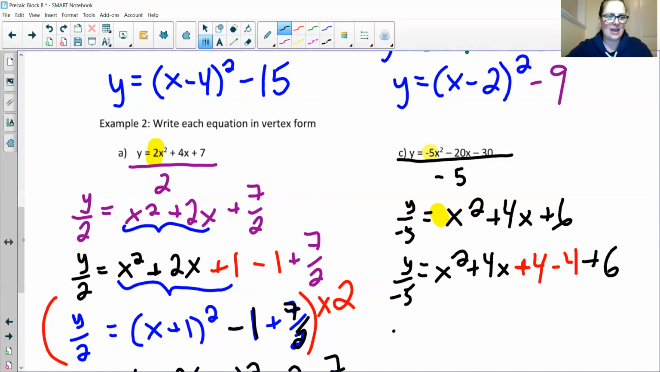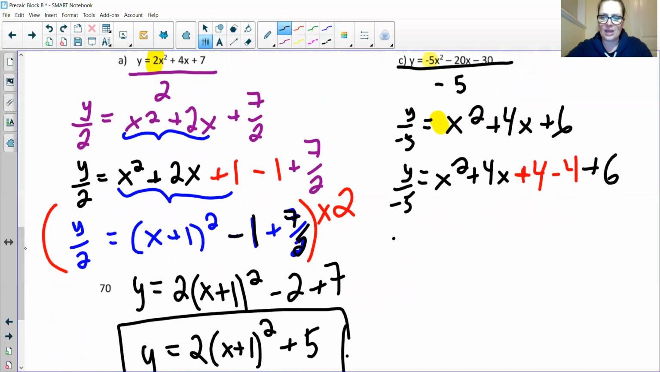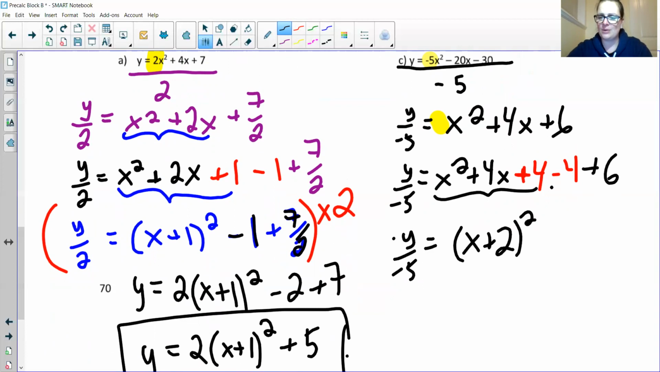Okay, so now we're going to scroll that down. We have y over negative 5, so don't forget that's there. We're going to rewrite all of this as a square, so x plus 2 squared. And then we're going to simplify this. And I am going to simplify this time because there's no weird funky fraction. I can add negative 4 plus 6. It's going to give me plus 2.